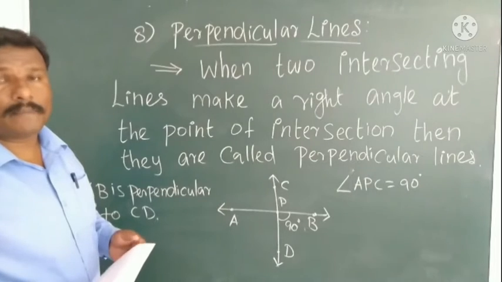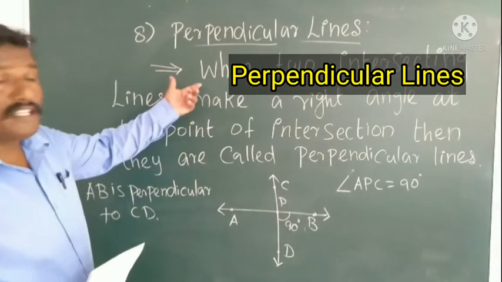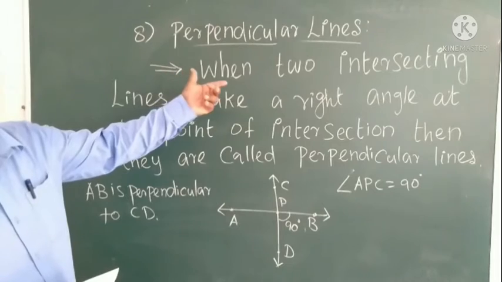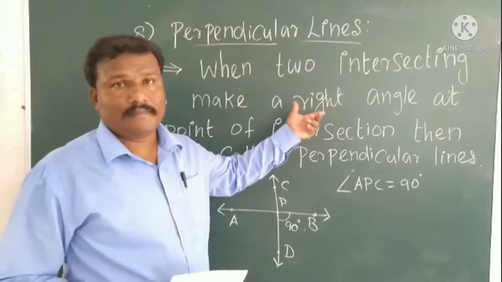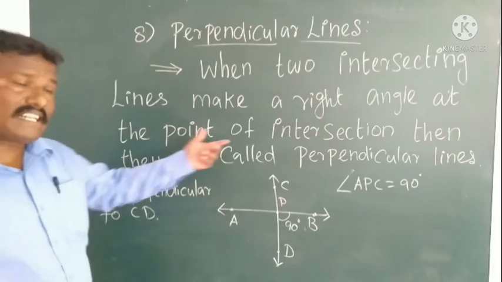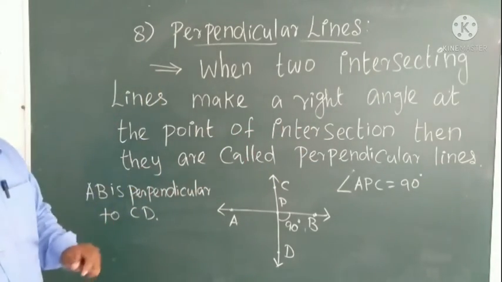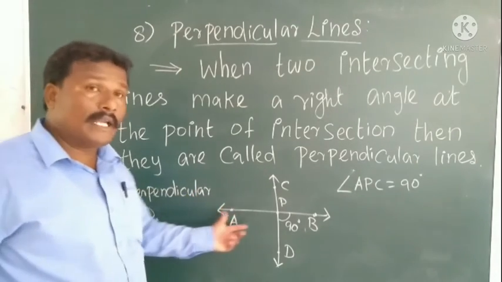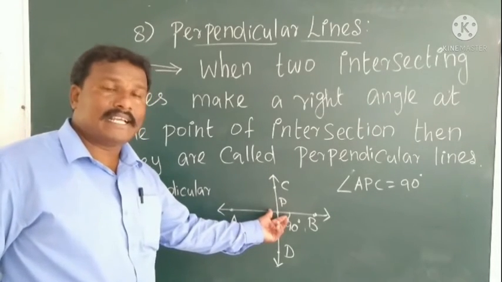Let me discuss the perpendicular lines. The definition of perpendicular lines: when two intersecting lines make a right angle at the point of intersection, they are called perpendicular lines. If you notice the diagram, the line AB and line CD are crossing and meet at the exact point P.